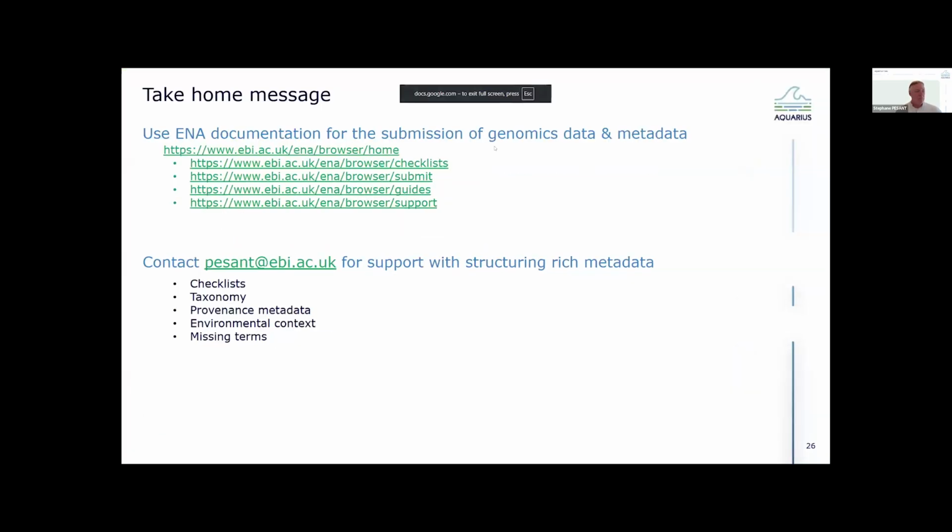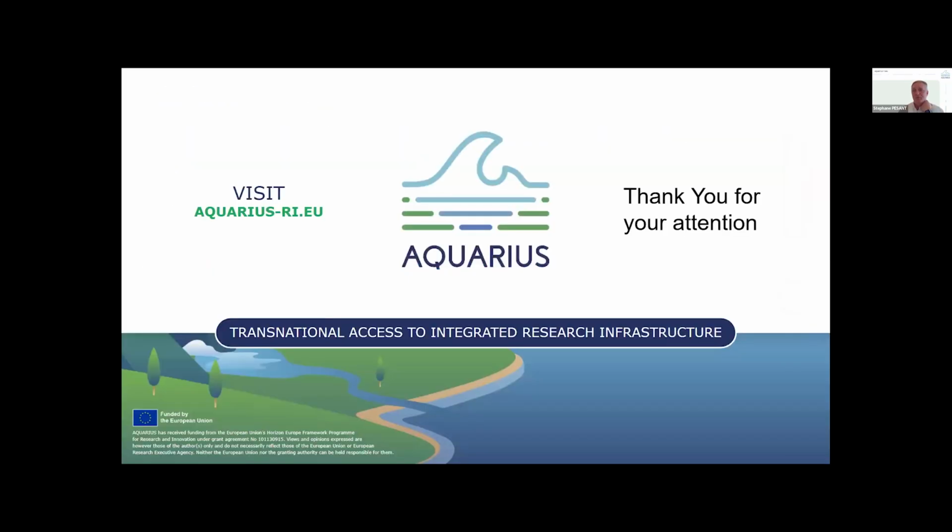So, take-home message. If you go online at ENA, you'll find a lot of documentation if you follow those links. And basically for preparing your sample metadata, I'm there to help you. You can contact me and I'll help you with the checklist, taxonomy, provenance, the environmental context, and the missing terms. Thank you.